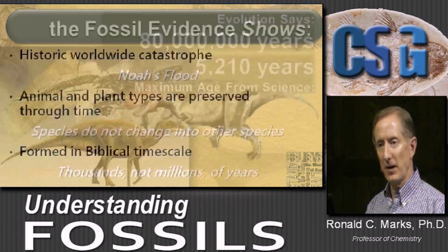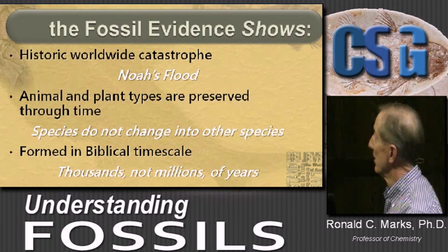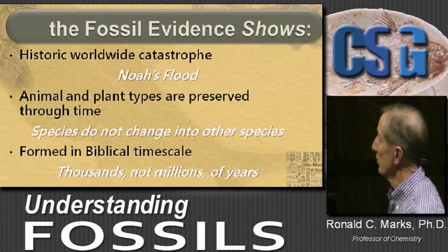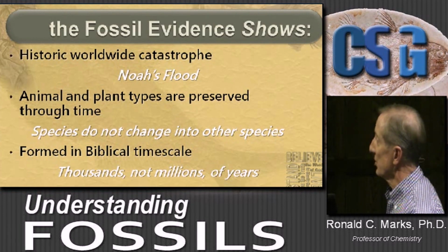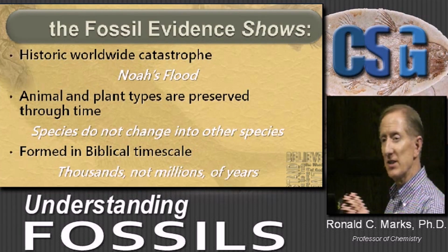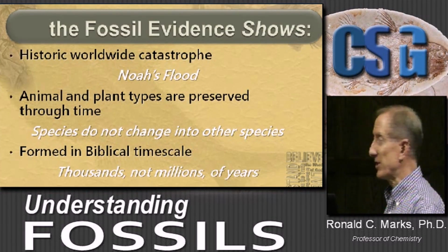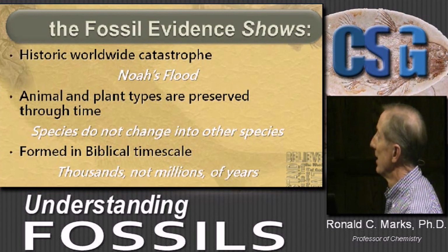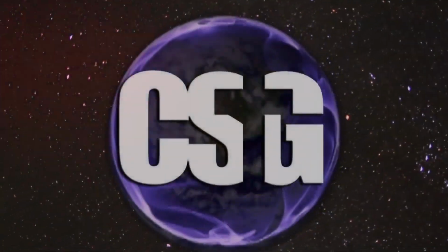So what does the fossil evidence show? There was a catastrophe. It was worldwide. Species do not change into other species. They are preserved by the very law that God established. Animals reproduce after their type, after their kind. And they are formed in thousands, not millions of years ago. Fossils are clear evidence of biblical history, of the biblical narrative, of what the Creator has told us about himself.